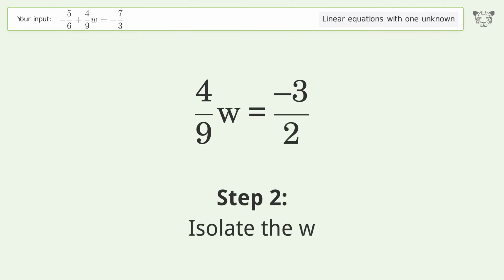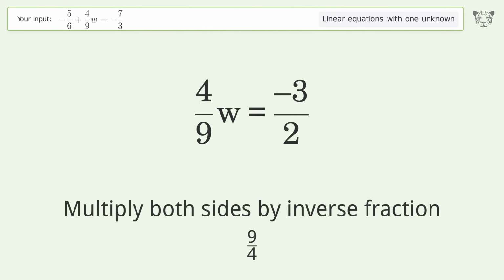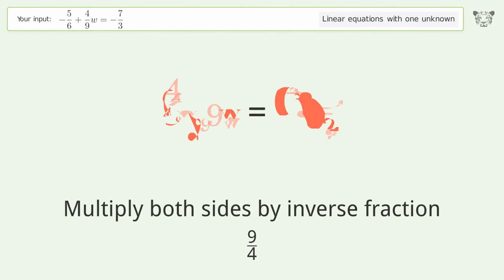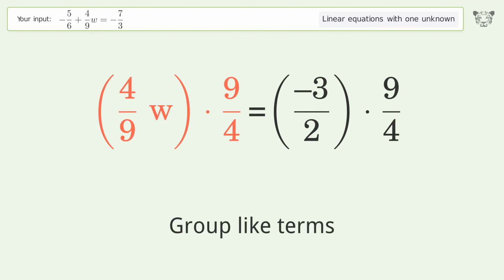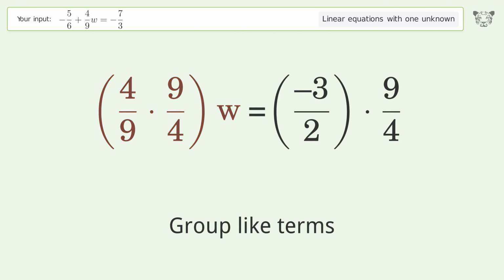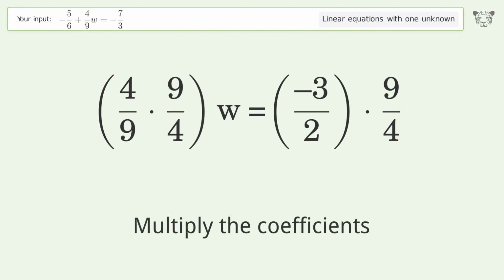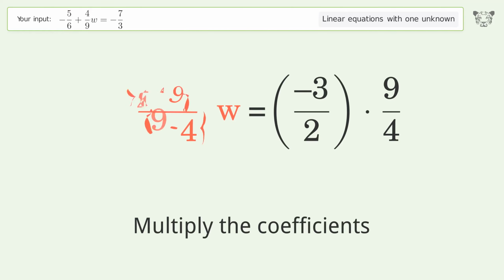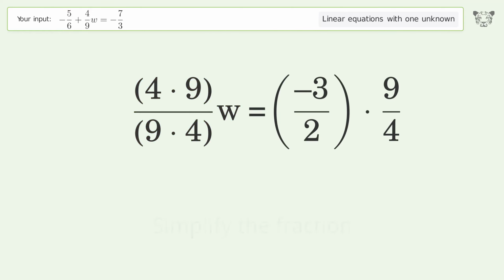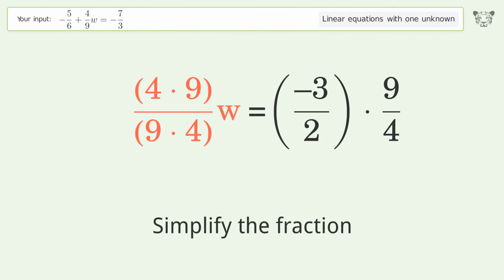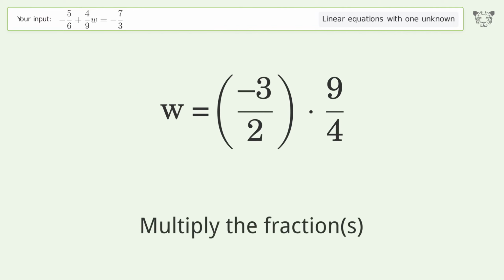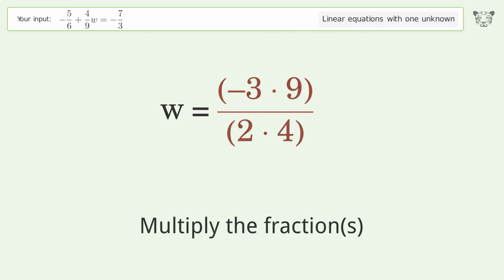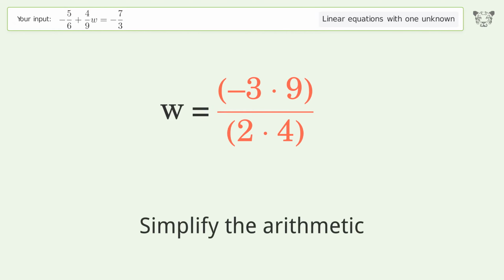Isolate the w. Multiply both sides by inverse fraction 9/4. Group like terms. Multiply the coefficients. Simplify the fraction. Multiply the fractions. Simplify the arithmetic.